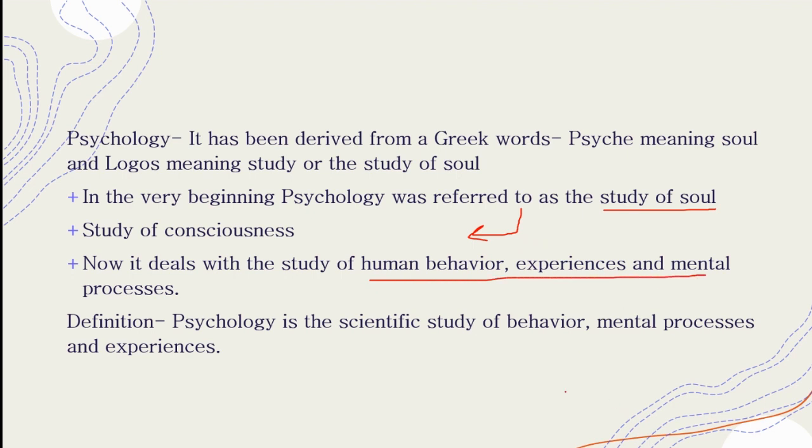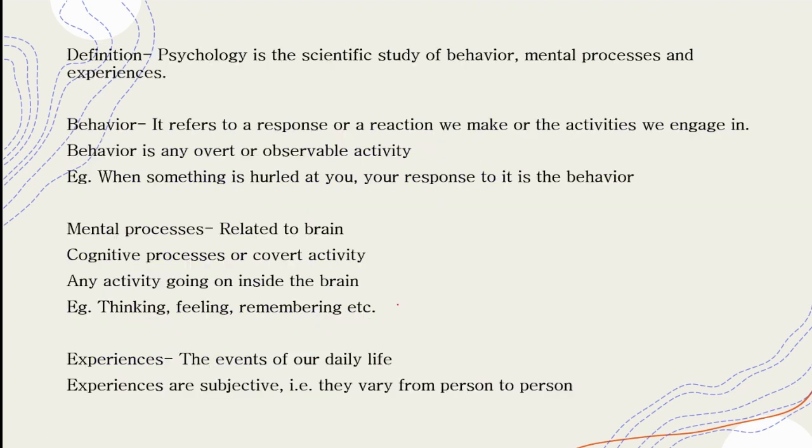Therefore, the definition of psychology is that psychology is the scientific study of behavior, mental processes, and experiences. There are four keywords here that we need to remember: psychology is a scientific study and it studies behavior, mental processes, and experiences. Now, let's get into the detail of each one of these keywords and break it down.